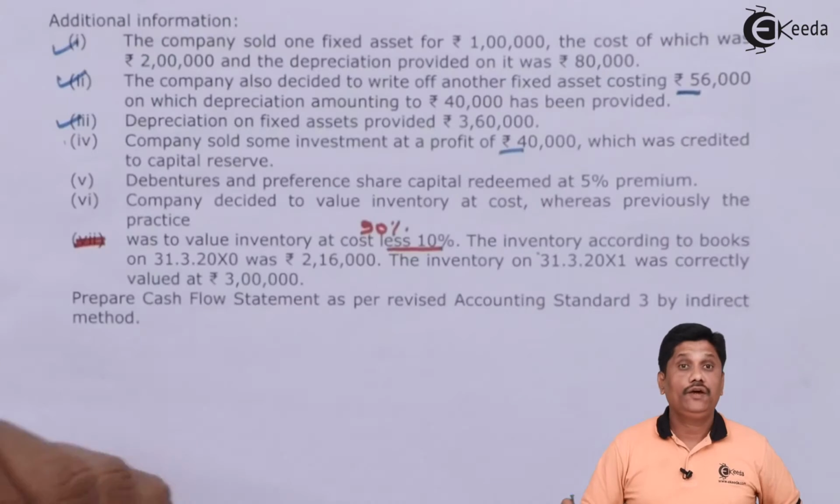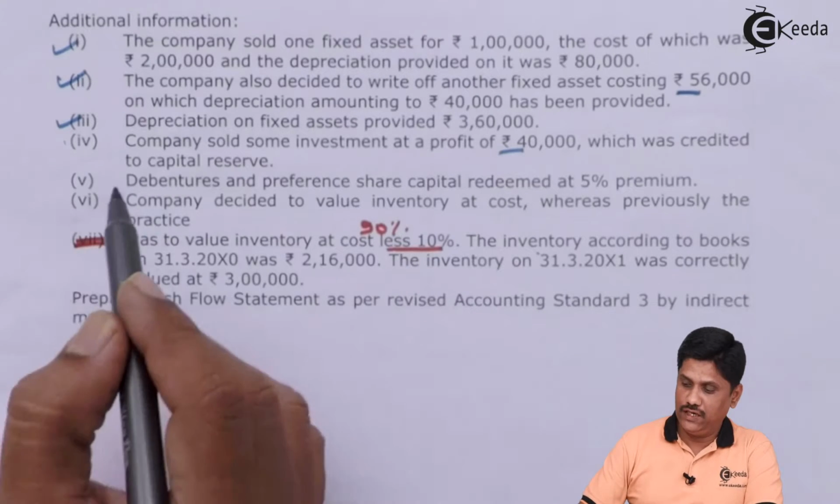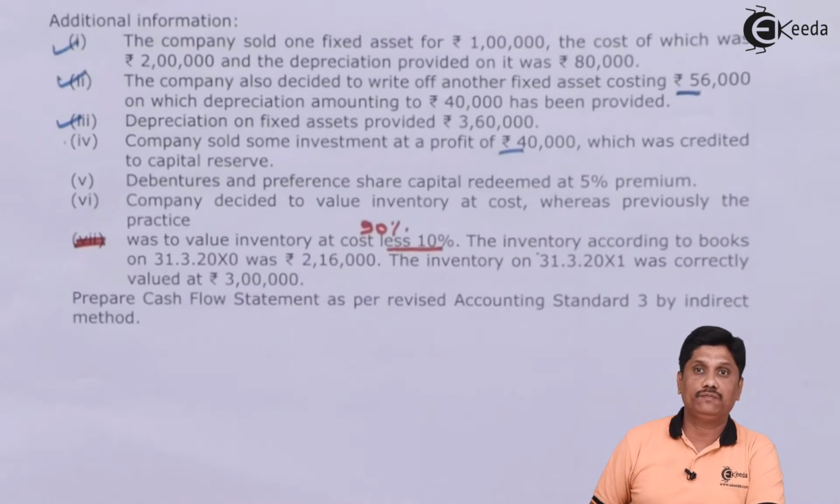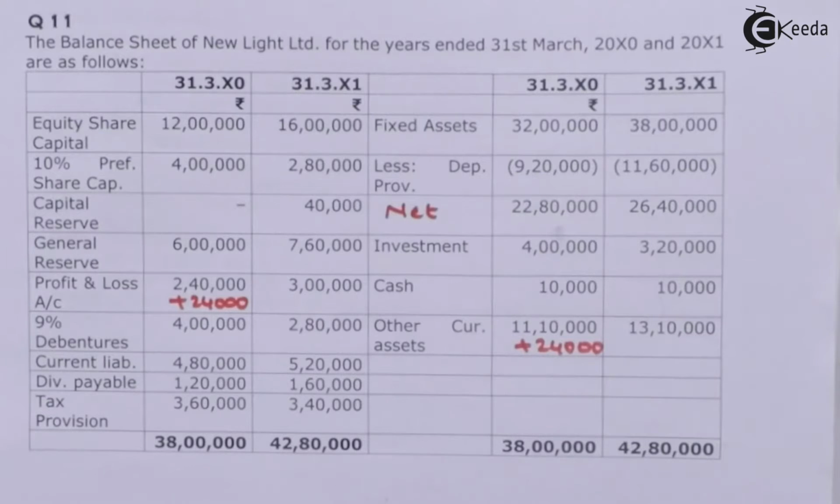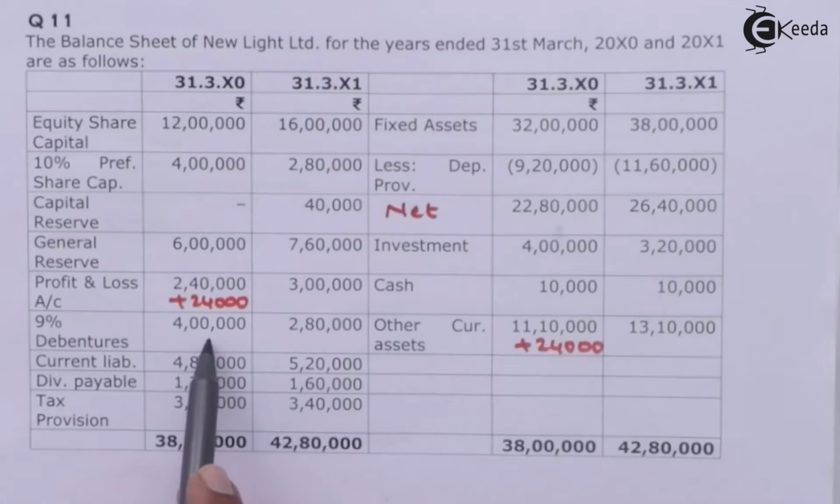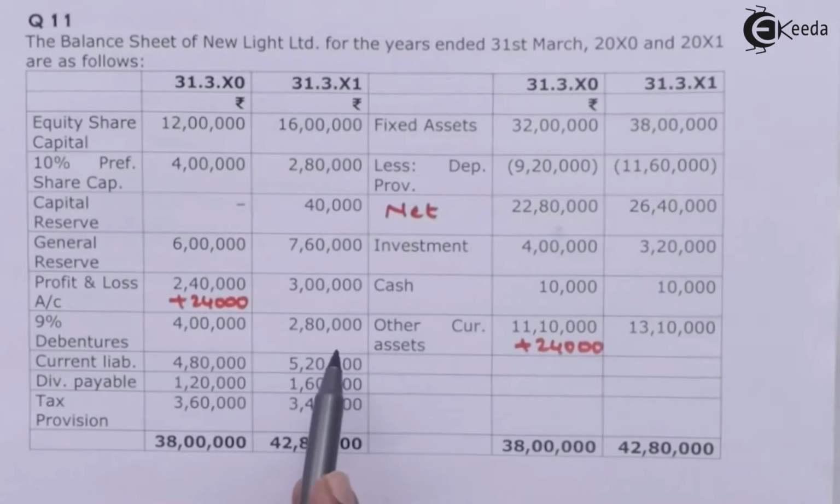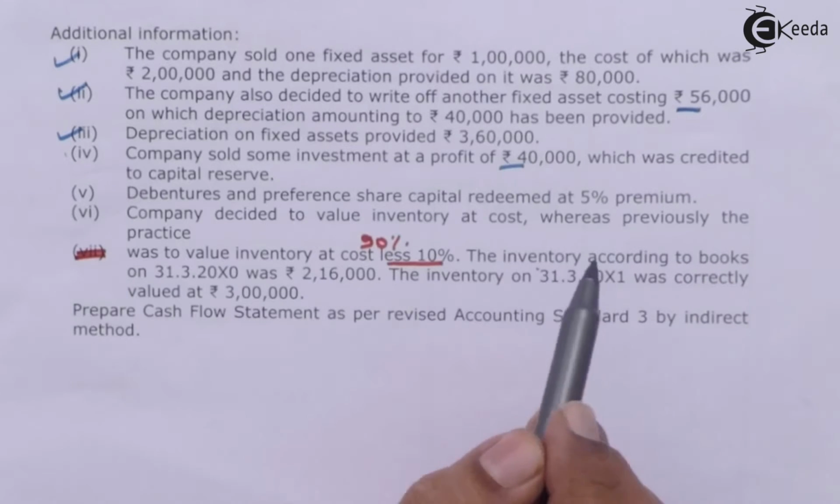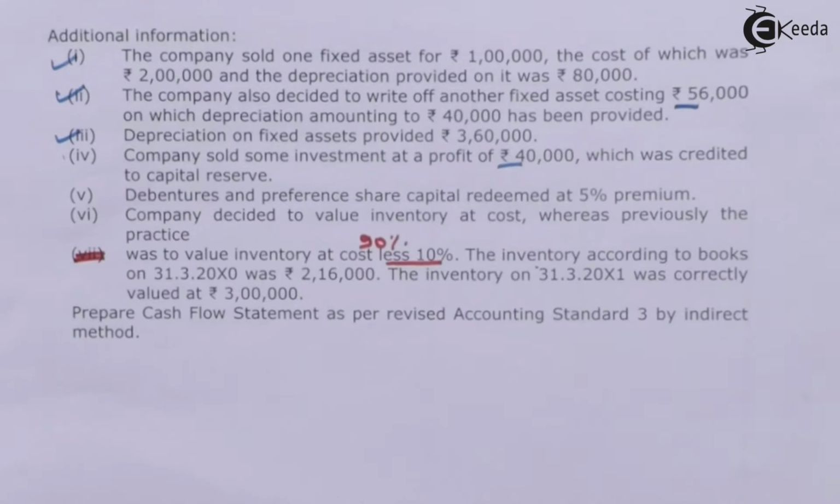Next information. Information number 5. Students, you can notice information number 5 here. Debentures and preference share capital redeemed at 5% premium. Let us talk about firstly debentures and then preference shares. Debentures earlier were 4 lakhs. Now it is 2,80,000. That means there is a fall by how much? 1,20,000. So there is a redemption of 1,20,000 and they are redeemed at a specific premium 5%. So 1,20,000 is redeemed at 5% premium. So it must have been redeemed at rupees 1,26,000.